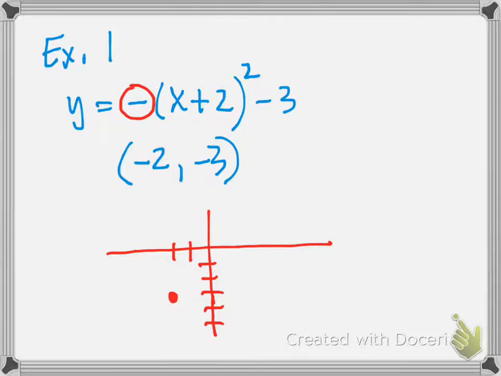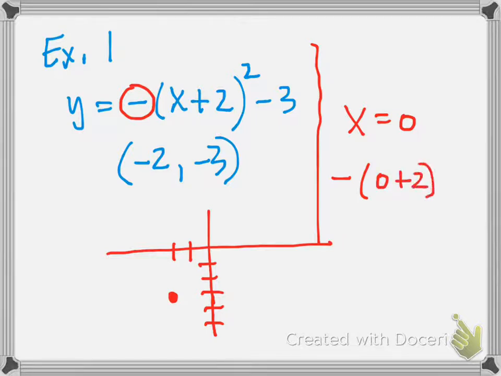A really cool thing you can do here also is you could find the y-intercept. Remember that the y-intercept is always found when x equals 0. So when x equals 0, let's plug that in. 0 plus 2 squared minus 3. Let's solve. 0 plus 2 is 2. 2 squared is 4.